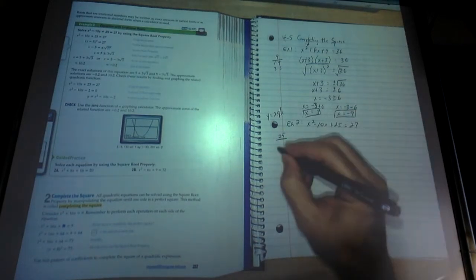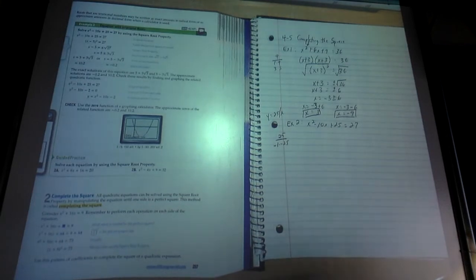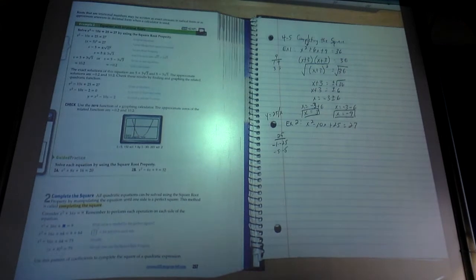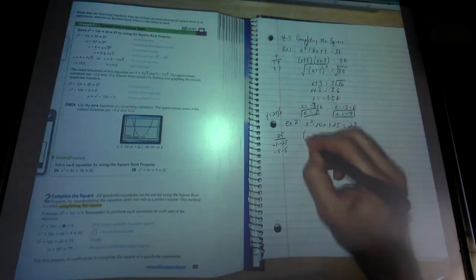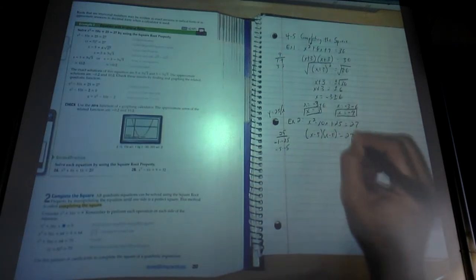Since I'm trying to get to negative 10 in the middle, I know that I have to have negative signs. Negative 1 times negative 25. Negative 5 times negative 5. There we go. There's my 2. 25 is a perfect square. It's got factors. So I'm going to write it out. That's x minus 5 times x minus 5, and that still equals 27.